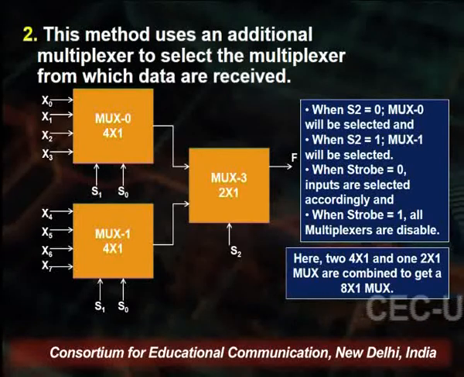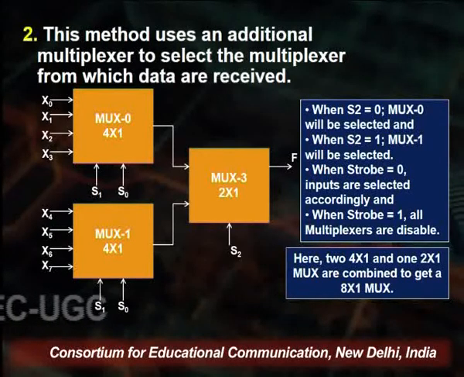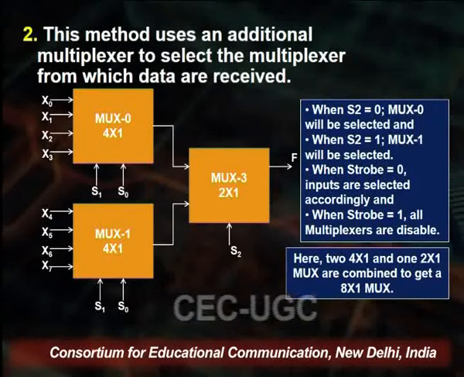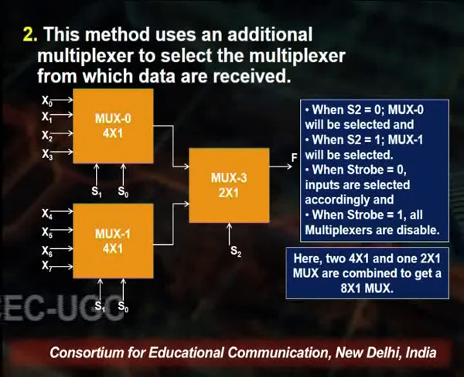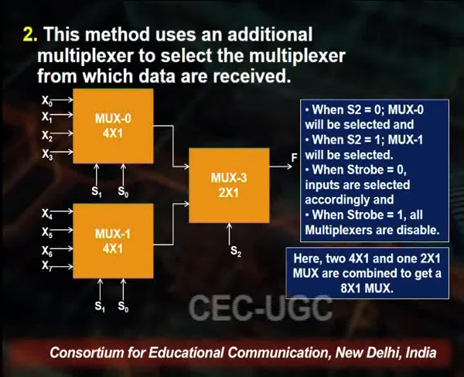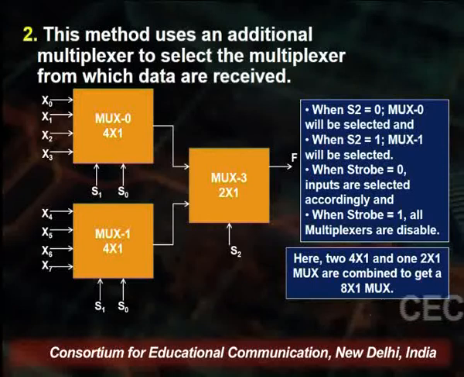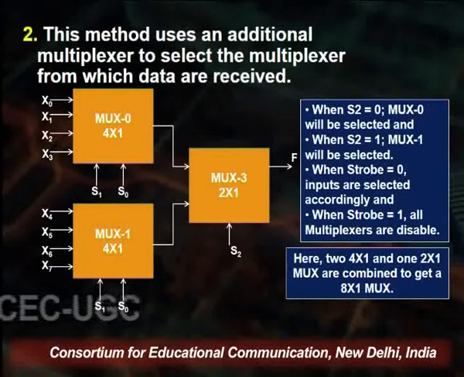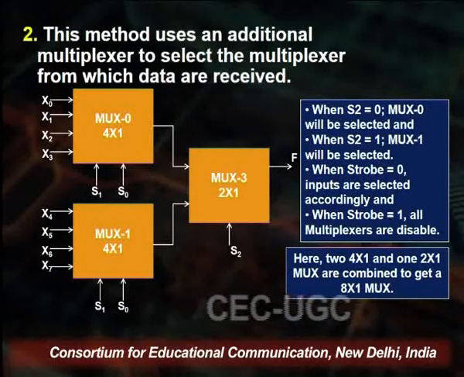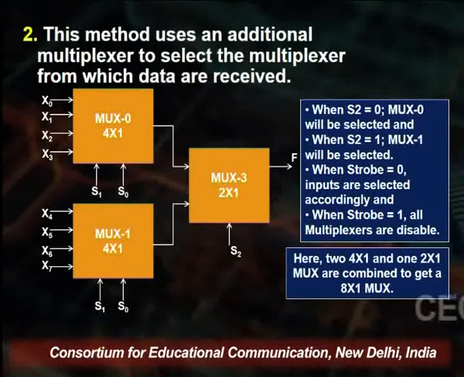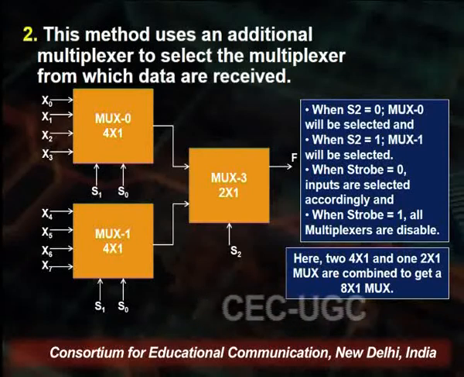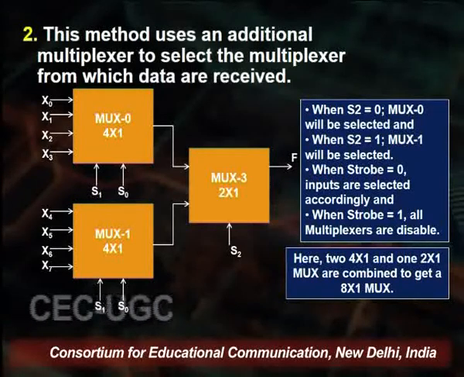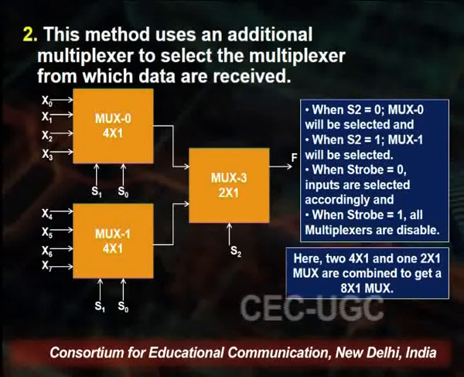that is, the 2x1 multiplexer. Now, the 2x1 multiplexer has a singular selection line S2 in this case, and S2 when 0 will allow the output of MUX 0 to its output, and S2 when 1 will allow the output of MUX 1, which is its input, to the output. So, S2 0 selects the top multiplexer, S2 1 the bottom multiplexer. At a given point of time in the 2x1 multiplexer, only data from one of the multiplexers, either the top or the bottom, is routed to the output.